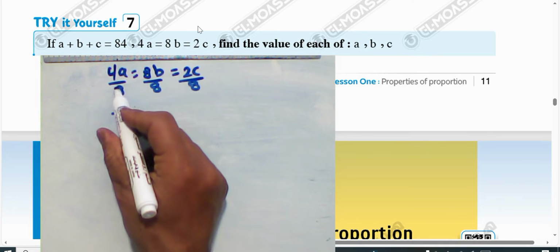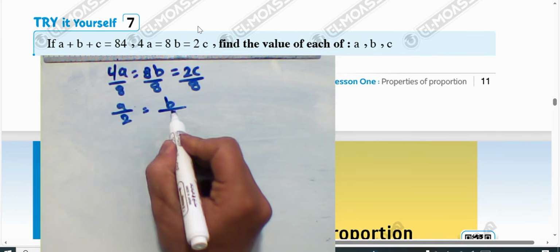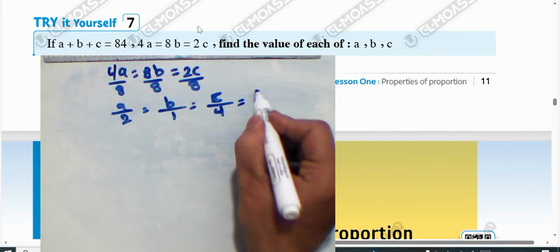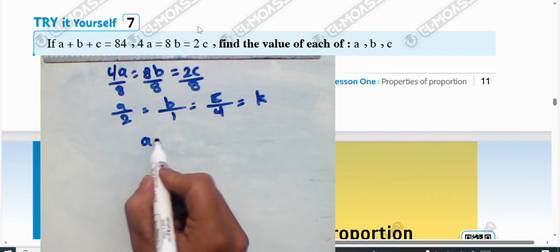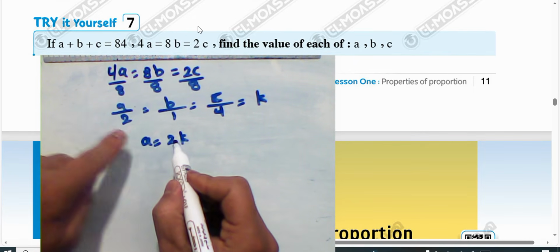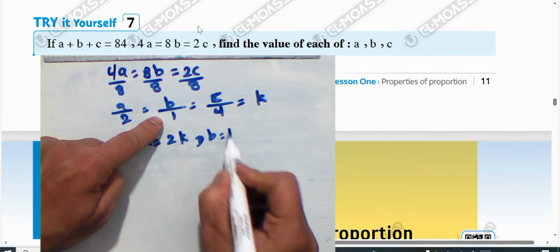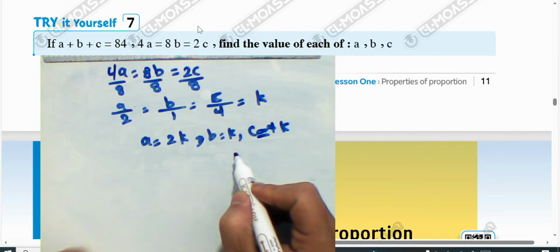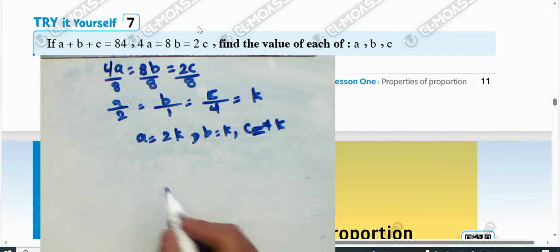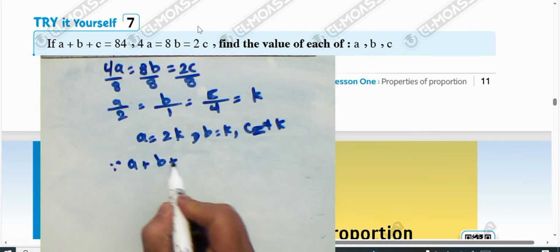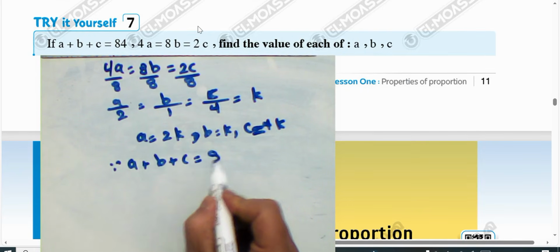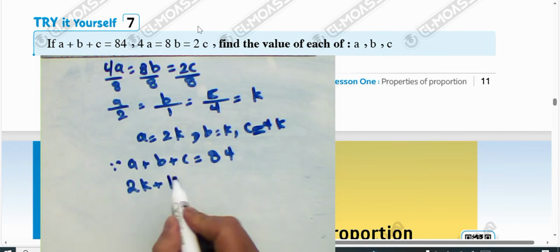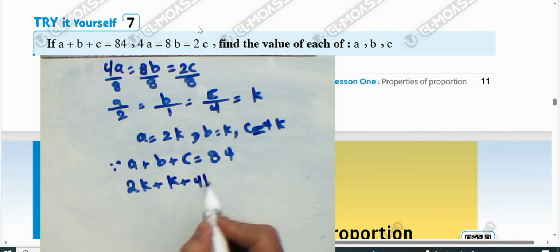Then we have a over 8 divided by 4 equal 2, and b over 1, and we have here c, 8 divided by 2 equal 4. We can put the constant here k. And the value of a equal 2 times k, and b equal k, and c will be equal 4 times k. Next, such that a plus b plus c equal 84, the value of a equal 2k, and the value of b equal k, and the value of c equal 4k.